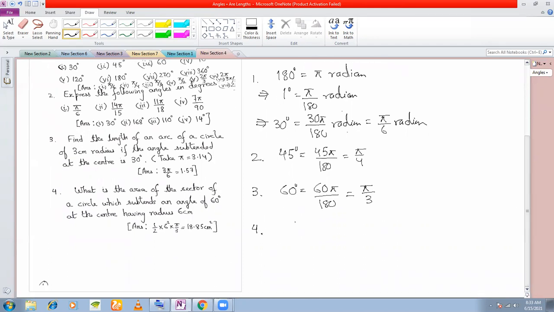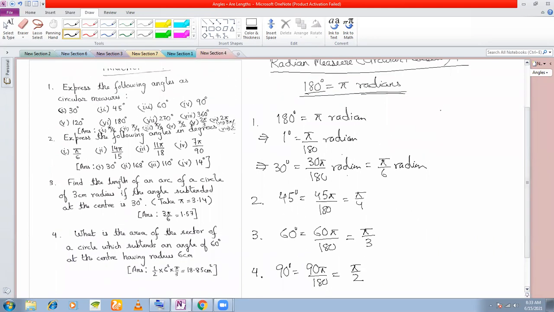Fourth one is 90 degree. 90 pi by 180, which is pi by 2. Okay. Fifth one, 120 degree. 120 pi by 180 is 2 pi by 3.